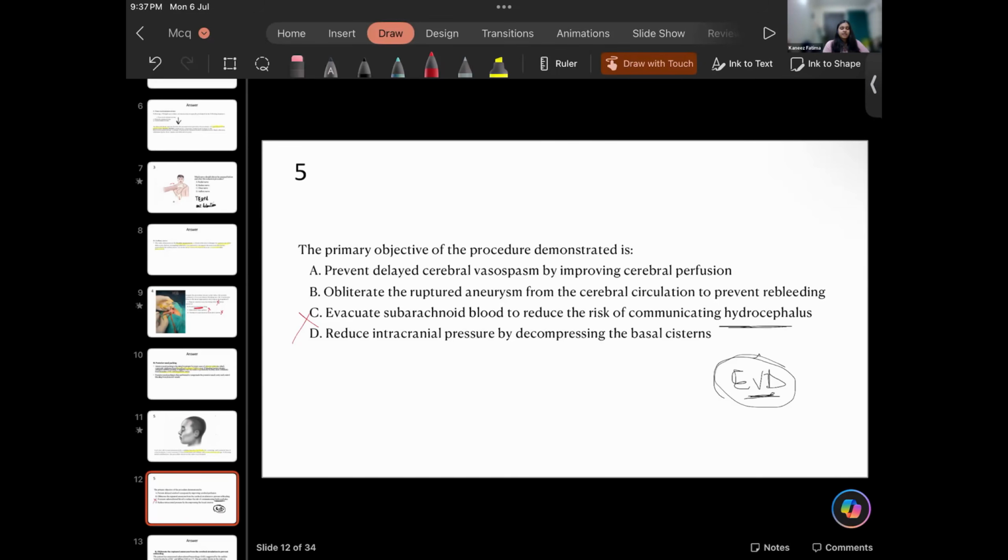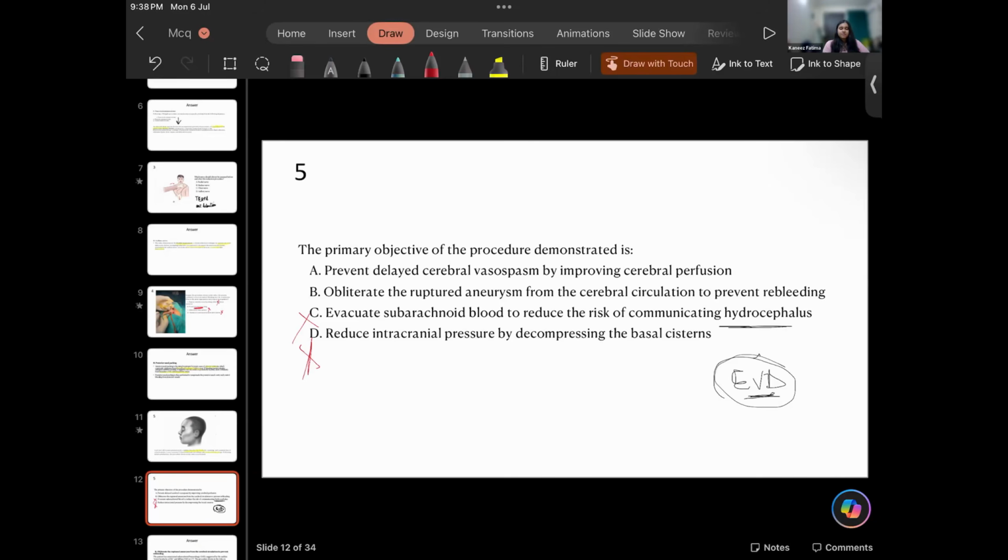The fourth is to reduce the intracranial pressure by decompressing the basal cistern. That is a decompressive craniotomy or craniectomy. Decompression is done when there is resistant intracranial hypertension that is not managed. In that case, there is a need for decompression and not surgical endovascular clipping. So this is again not the objective.